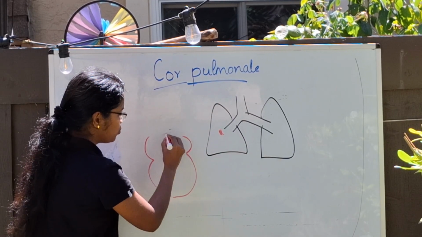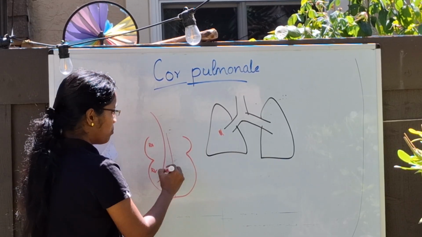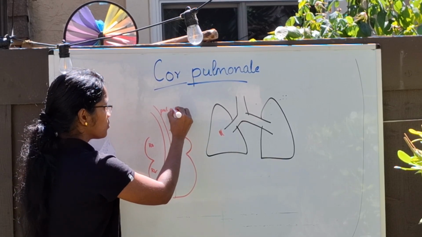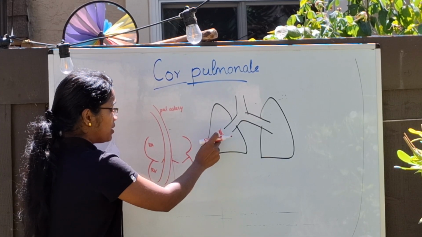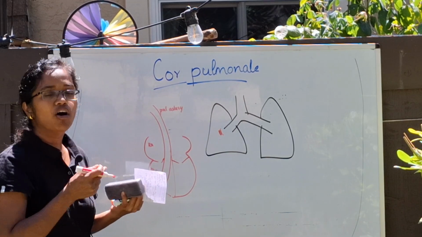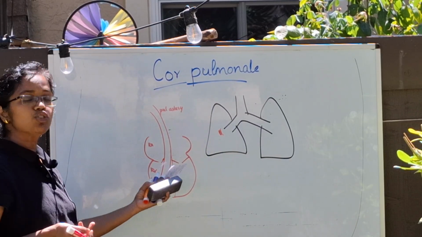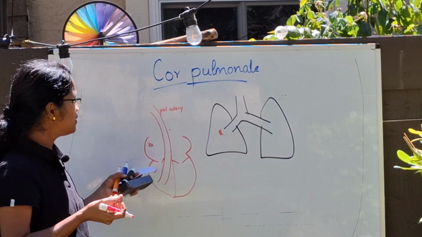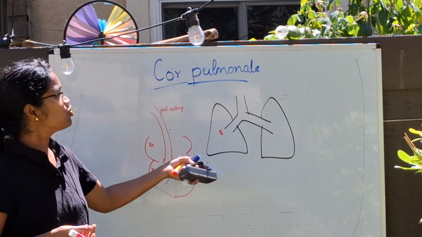The heart is supposed to, so this is the right atrium and this is the right ventricle. The right ventricle is supposed to pump blood to the lungs through the pulmonary artery, right? So because of intense vasoconstriction of the pulmonary vessels, the right ventricle is not able to pump blood into the pulmonary artery, or in other words, the afterload is so high such that the right ventricle struggles to pump blood into the pulmonary artery. For a while it can be compensating, but after a while it results in right ventricular failure. So the right ventricular failure following a lung pathology is known as Cor Pulmonale.